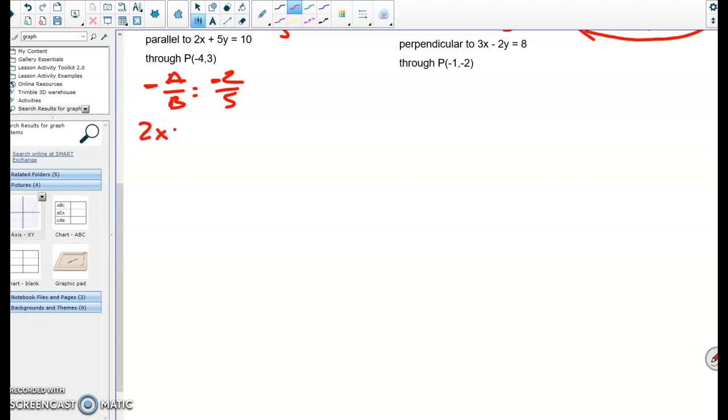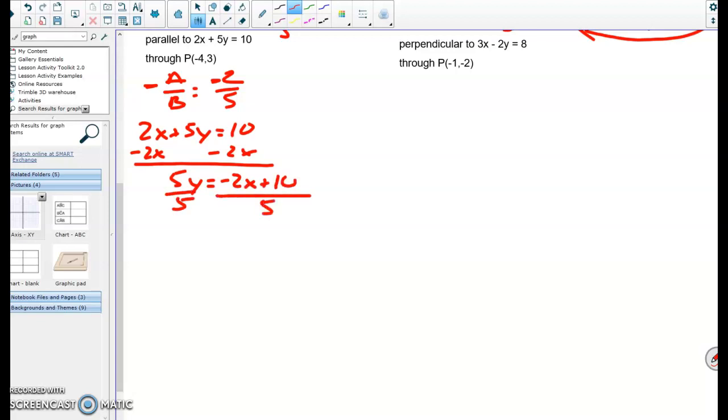You can do 2x plus 5y equals 10. Subtract 2x on both sides. My 5y equals negative 2x plus 10. Divide by 5, divide by 5. And y equals negative 2/5 x plus 2. So my slope is negative 2/5. Since it's parallel, we're going to use that exact slope, negative 2/5, with the given point.